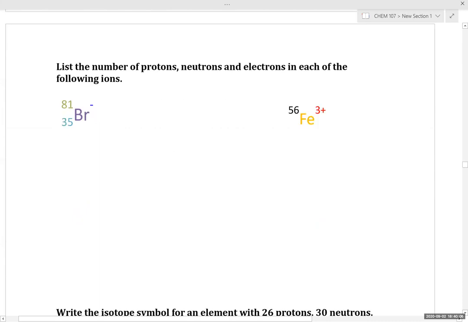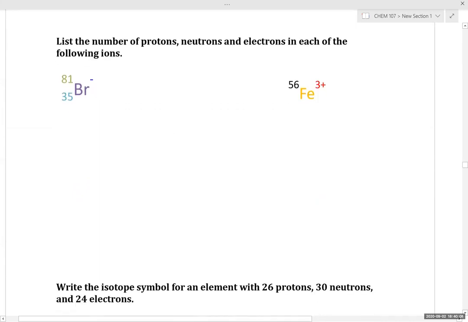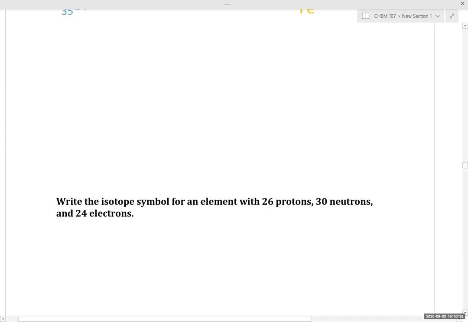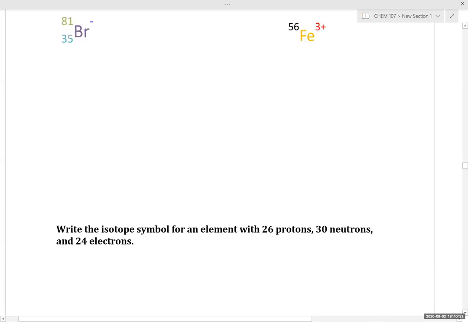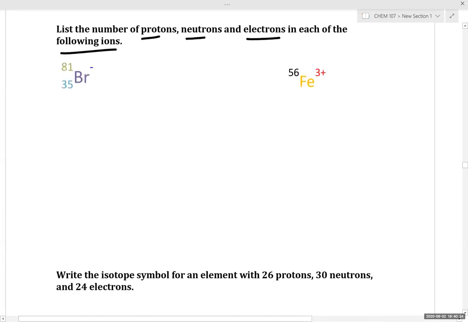So let's do a higher order example. In this case, we're asked to list the number of protons, neutrons, and electrons in each of the following ions. So this is really putting everything together here. I'll start off with these first two examples, and then you'll do the next set. We have another set of examples later on for this topic.